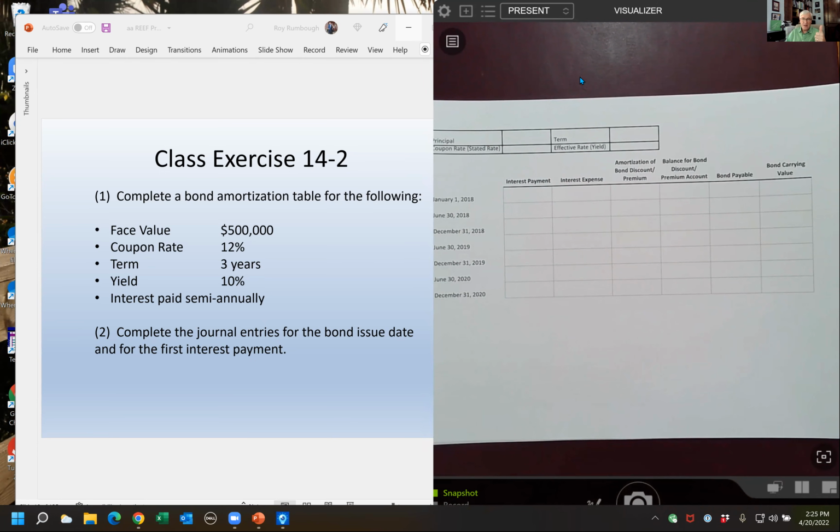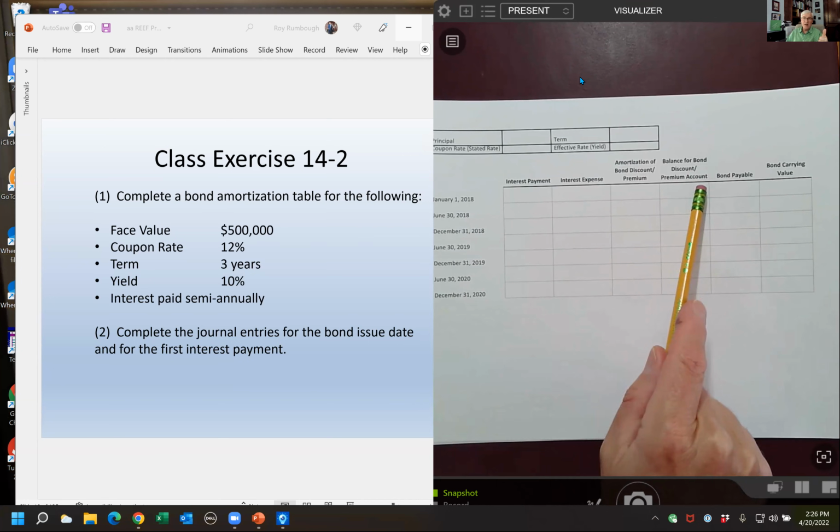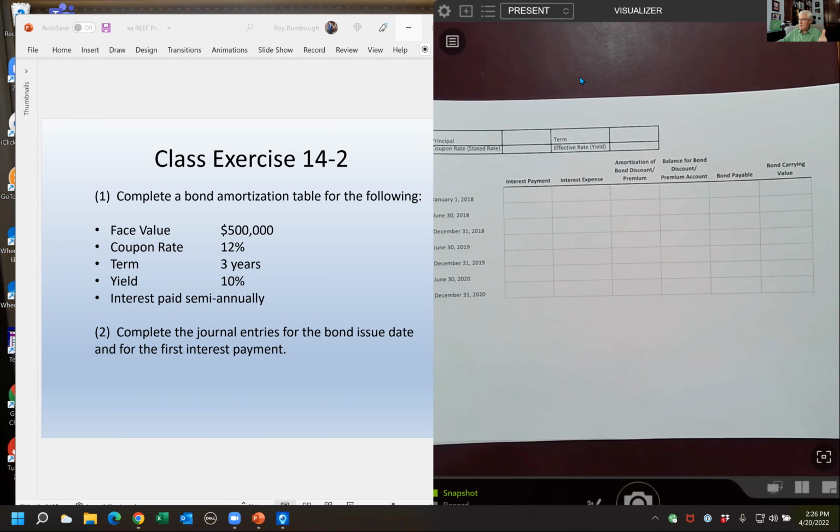Number one, you've got to calculate the price of the bond. That's going to be the cash that's going to be paid. And will it be a bond premium or a bond discount? I would say do discounts as negatives and premiums as positive to reflect the difference there. So calculate that price. And two, finish this sheet out. And three, do the journal entries.